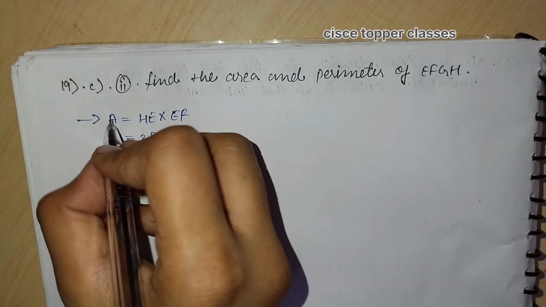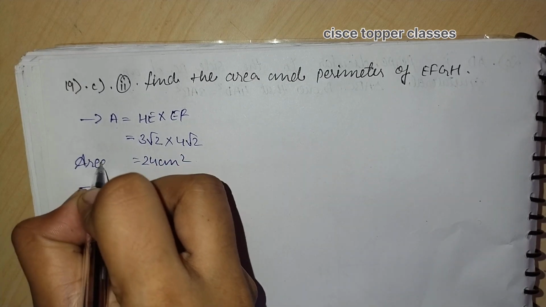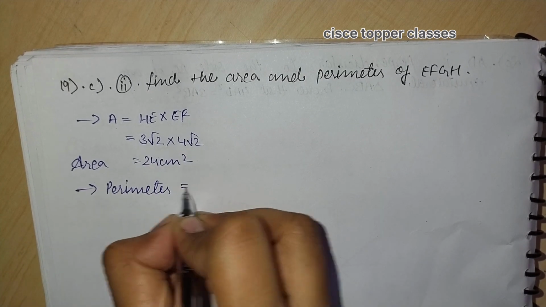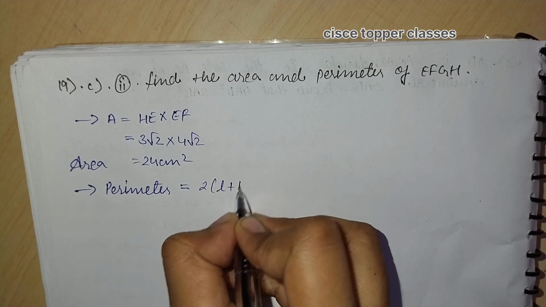Now this is the area of the rectangle. Now we have to write the perimeter here. So the perimeter formula is 2 times length plus breadth.